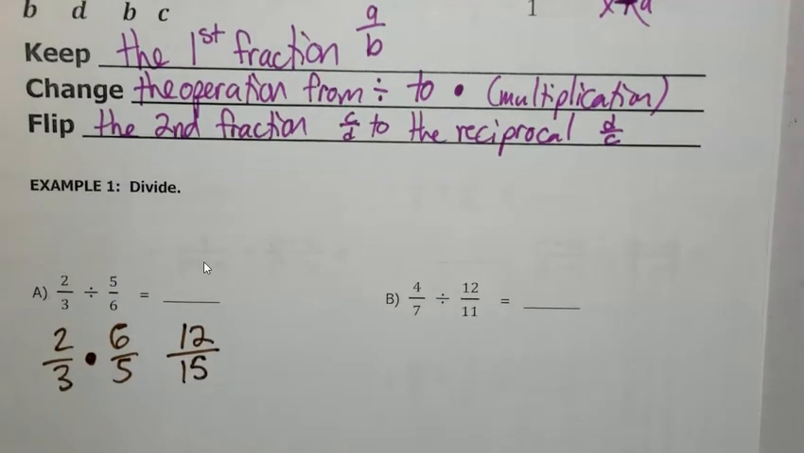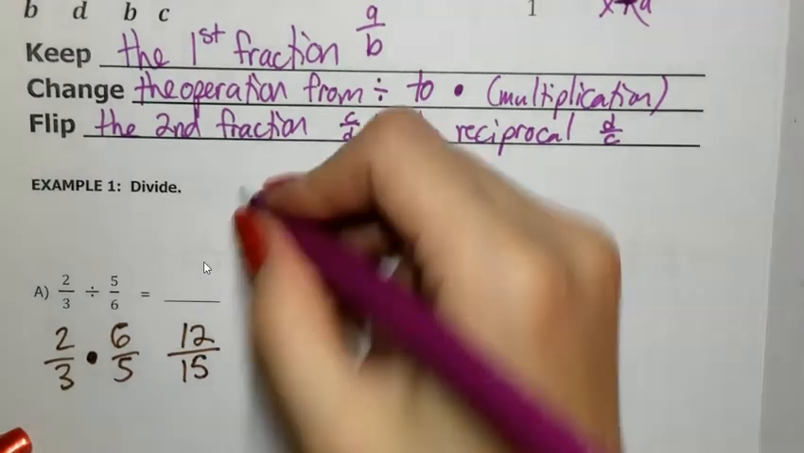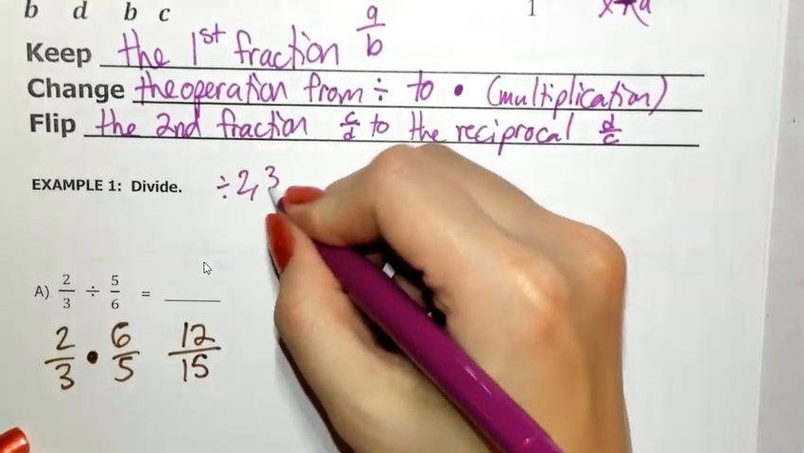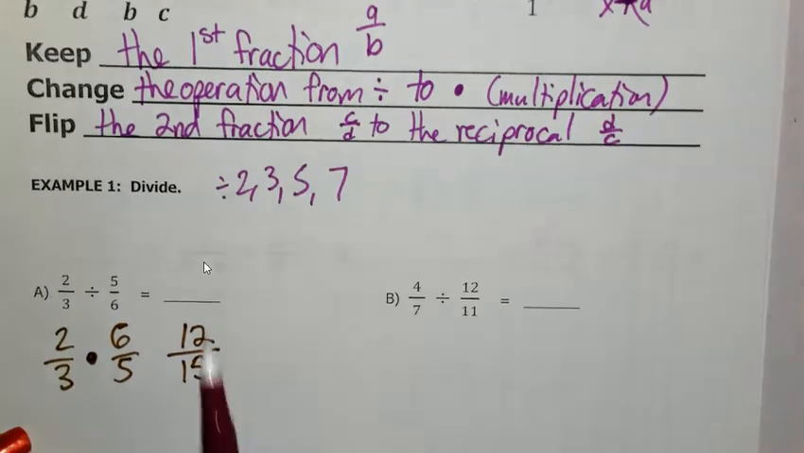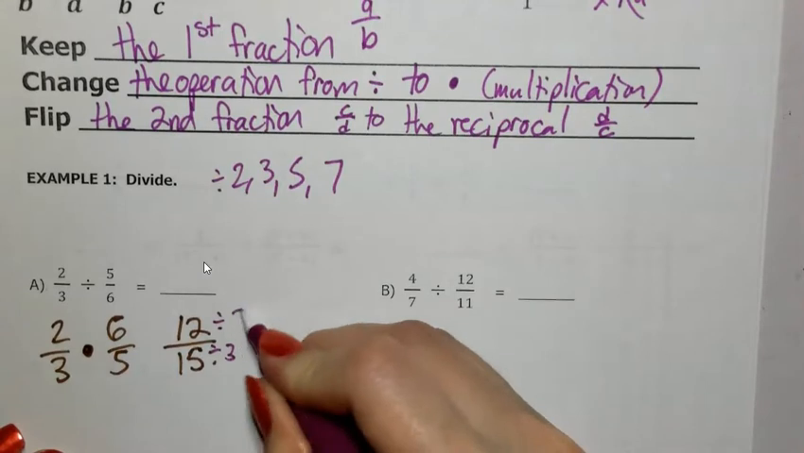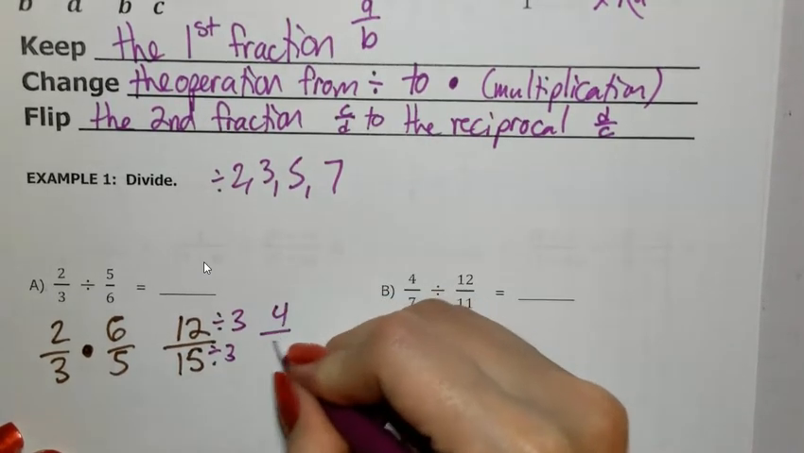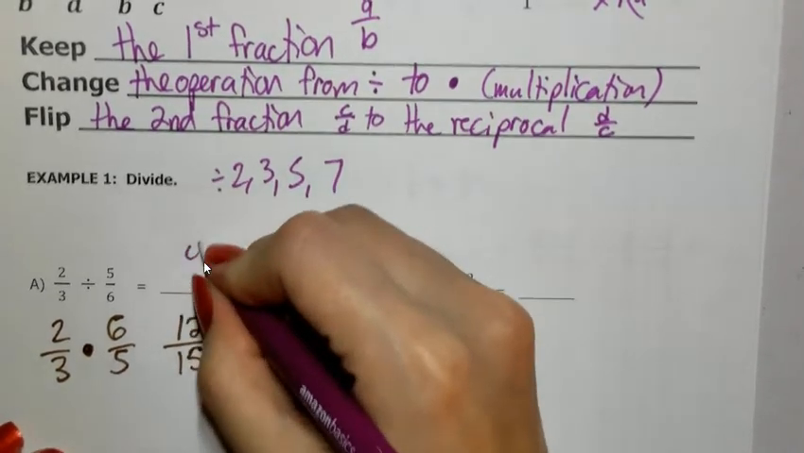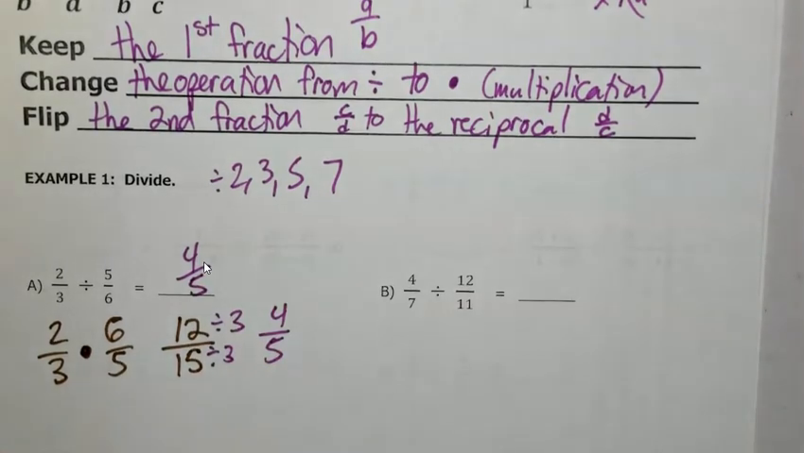From here, we can simplify the fraction. Remember, you want to try to divide out 2, 3, 5, and 7. Which number can you divide these by? 3. So there you get 4 over 5. That's your answer. 4/5 is the answer here.